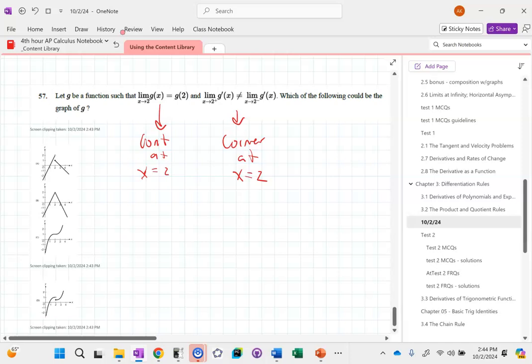That's B, right? So that should be B. So Nate, it should be B. The first part tells me it's continuous at 2. The second part would tell me there's a corner at 2. So my option there should be B. That's the only one that meets that.